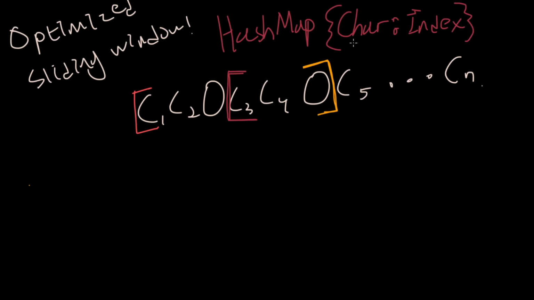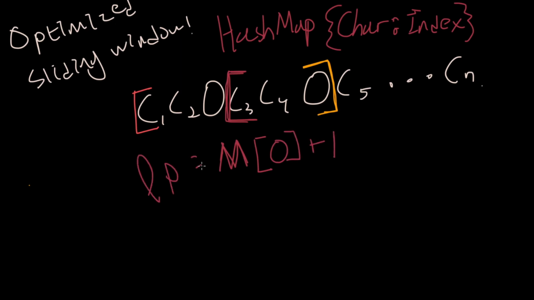O exists, and then we're just going to move this left pointer. Let this M be a hash map, and then if we just do O plus 1 left pointer, then we can move this left pointer to C3 here. But in this case, we have to be a little bit careful. One thing that you have to do is something like this.